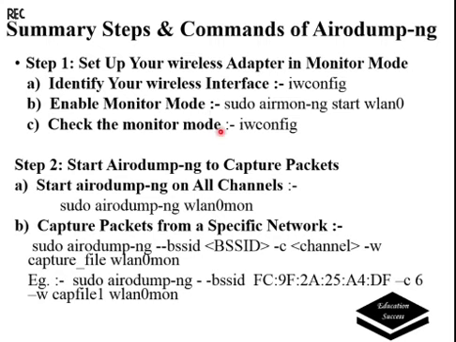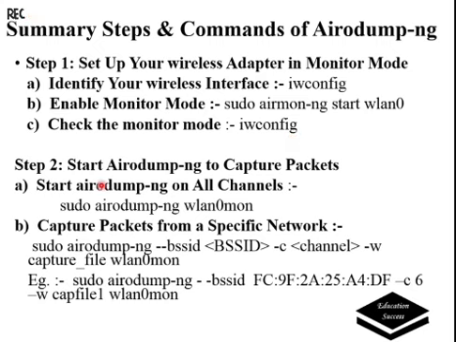First, we have to check our network interface card by typing the command iwconfig. If it is not in monitor mode, we have to enable monitor mode. By default, it is in managed mode. So enable monitor mode by typing the command sudo airmon-ng start wlan0. Once it's set in monitor mode, again we verify it using the command iwconfig. This is the first step: setting our network adapter in monitor mode.